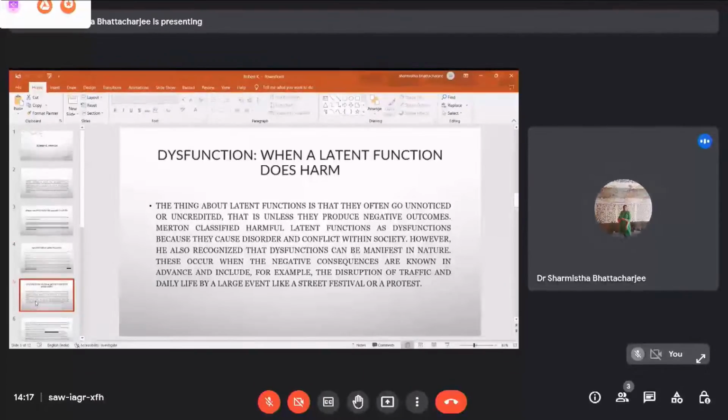The thing about latent functions is that they often go unnoticed and uncredited. Like if I am socializing my child, if I am going to school, some people participate in dance, music, sports. Many times they are not credited or noticed, as when I am getting very good marks in my education. That is, unless they produce negative outcomes.